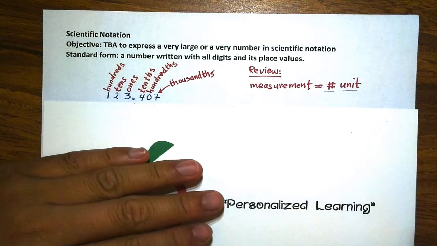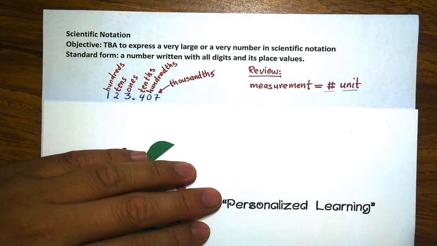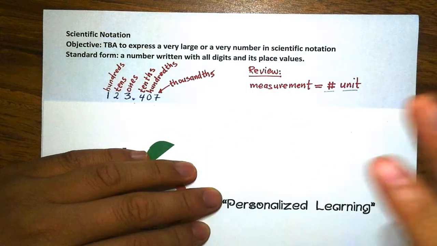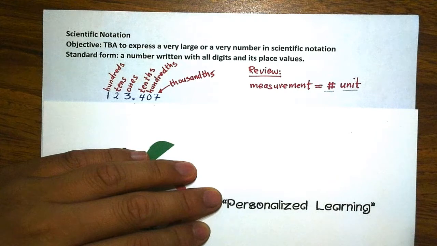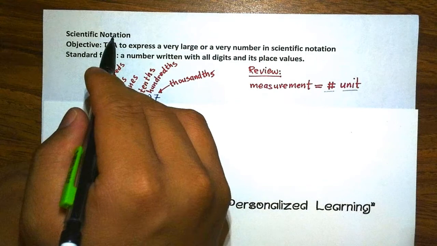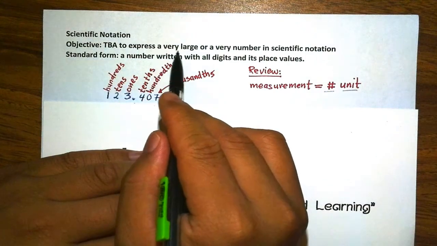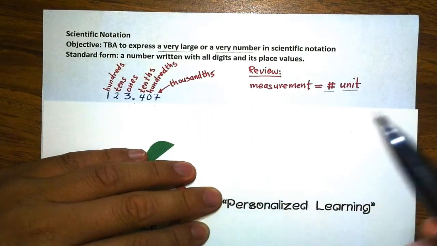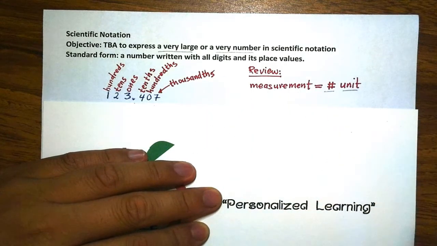However, in chemistry, measurements can be a very large number or a very small number. In this video, I'm going to show you how to rewrite those numbers in the form of scientific notation, so you don't have to write all the digits and still express the same values. So the purpose of writing a scientific notation is to express a very large number or a very small number in a form that we don't have to write all the digits to show the values of that number.